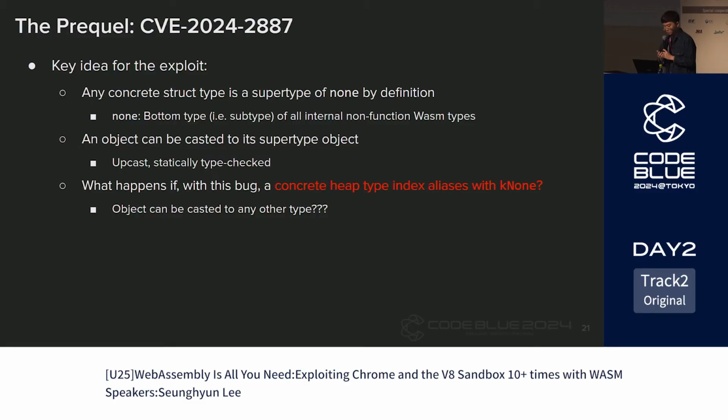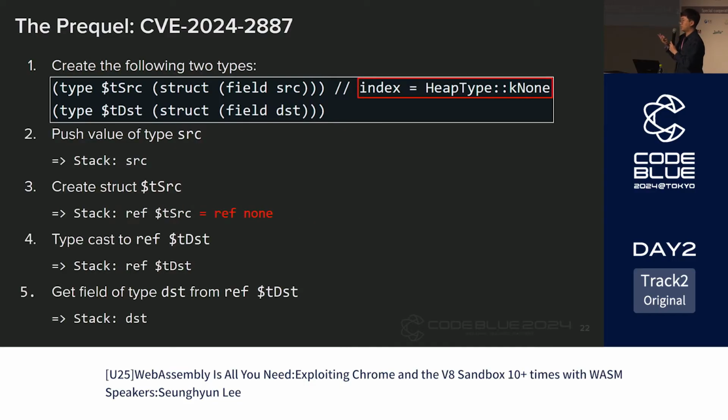So these five steps are literally what is required to write a full exploit. We first create the following two types. The first type is a source structure type, which, by using the bug, we alias the index with the generic heap type index of none. The second is the destination type, where we want to confuse the structure type to the destination type. The next steps, two and three, are we push the field value and then create a structure out of it. This structure is now typed as a reference to the source type.